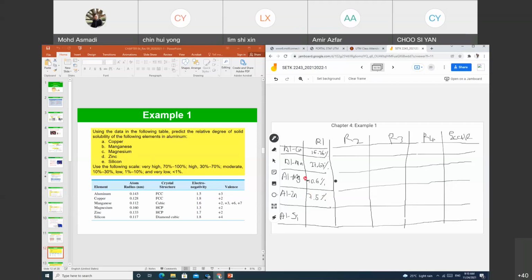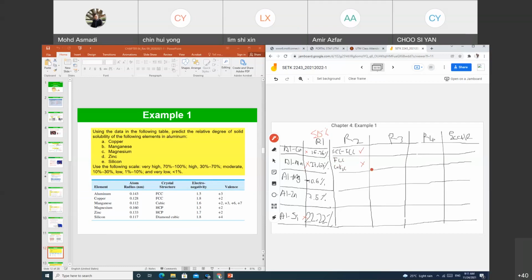What is the scale? Aluminum. Okay, so 16.2 is more than 15%, it should be below 15%. Right. So this is out. Not favorable, not favorable. Okay, not favorable. Okay, thank you. FCC, favorable. FCC. Aluminum and copper, okay. This is not favorable.